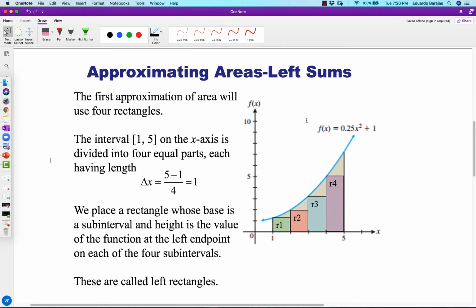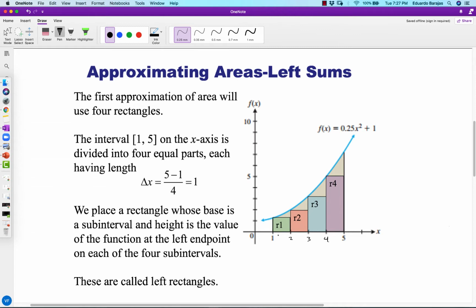So we're going to begin this process by using 4 rectangles. It's a nice convenient choice given the particular values here. Notice that this is 1, 2, 3, 4, and 5, so it makes it very nice and convenient to make the base of each one of these rectangles equal to 1 unit. Very important, it doesn't have to be 1 unit. In fact, it almost never is. It's just a nice convenient place to start.